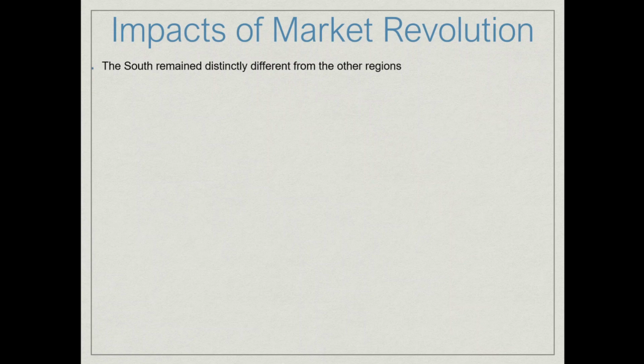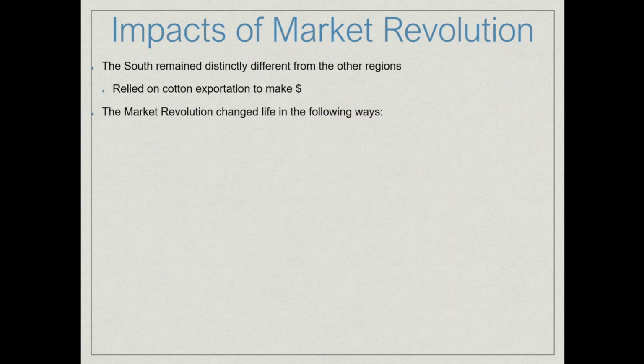The South will remain distinctly different from the other regions. It relied on cotton exportation to make money. The market revolution will change life in the following ways. It's going to increase the gap between the rich and the poor. There will be a middle class emerging, especially in the industrialized area in the North. Remember, we have the North, the West, and the South.